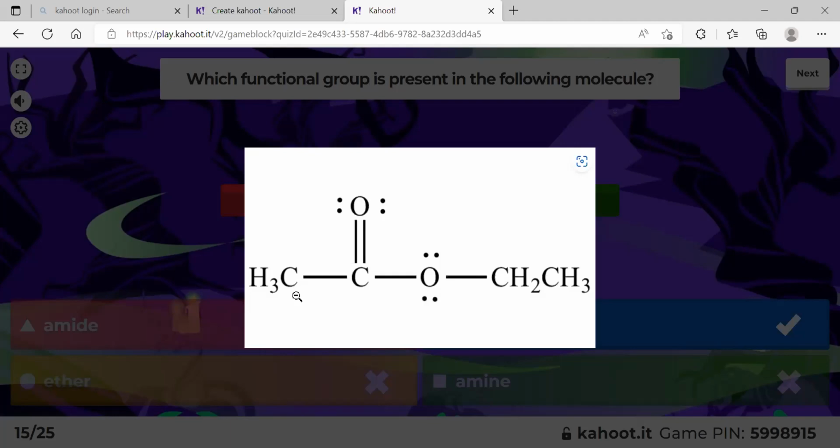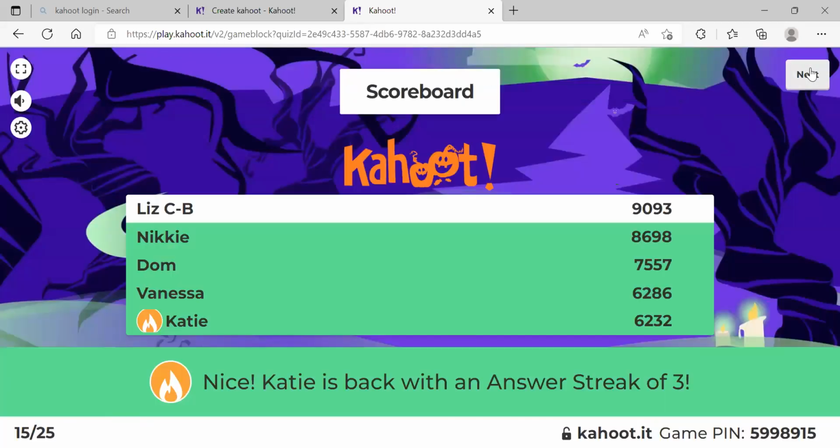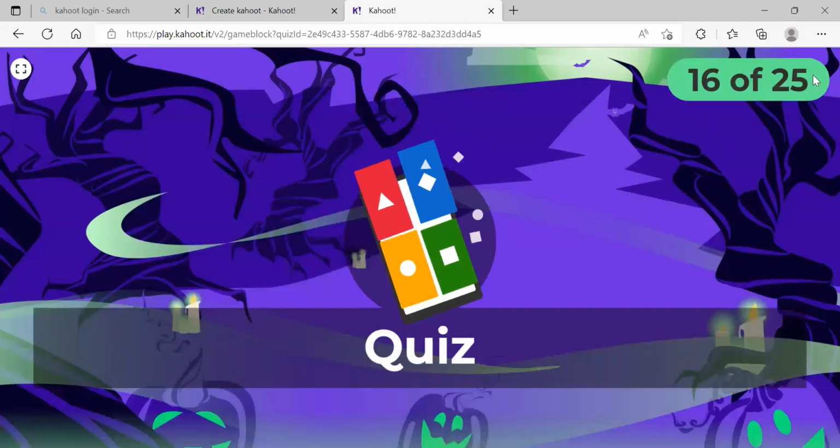But remember, when you have an ester, the main thing to have is a C double bond O, single bonded to oxygen, and that oxygen must be bonded to a carbon chain. Let's continue to question 16.